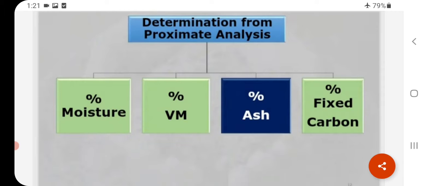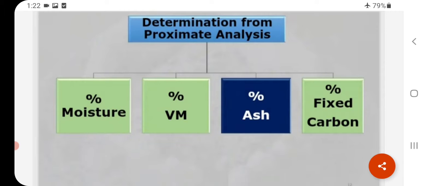Next, fixed carbon percentage. This is the actual amount of carbon available for combustion after loss of some carbon in the form of volatile matter. It is found by calculation. Fixed carbon percentage is equal to 100 minus moisture percentage plus volatile matter percentage plus ash percentage.